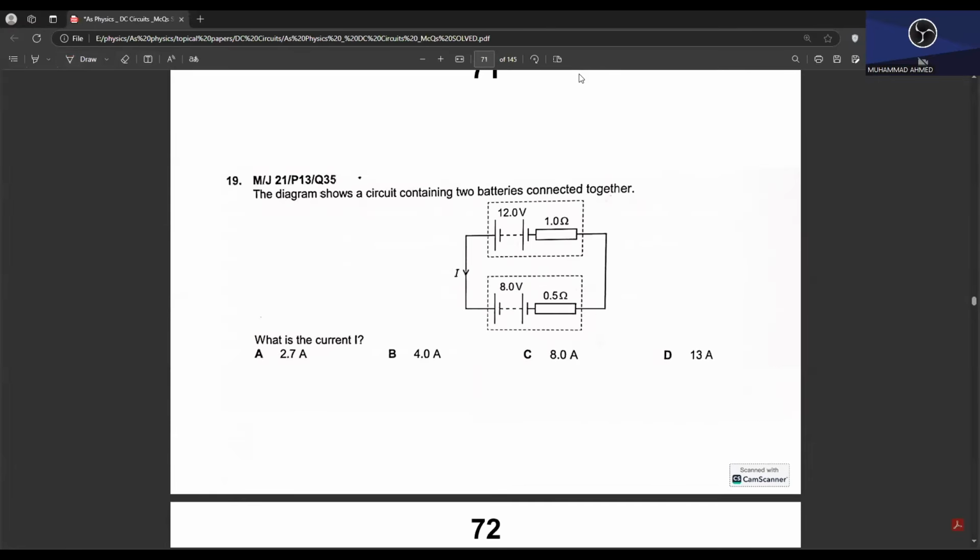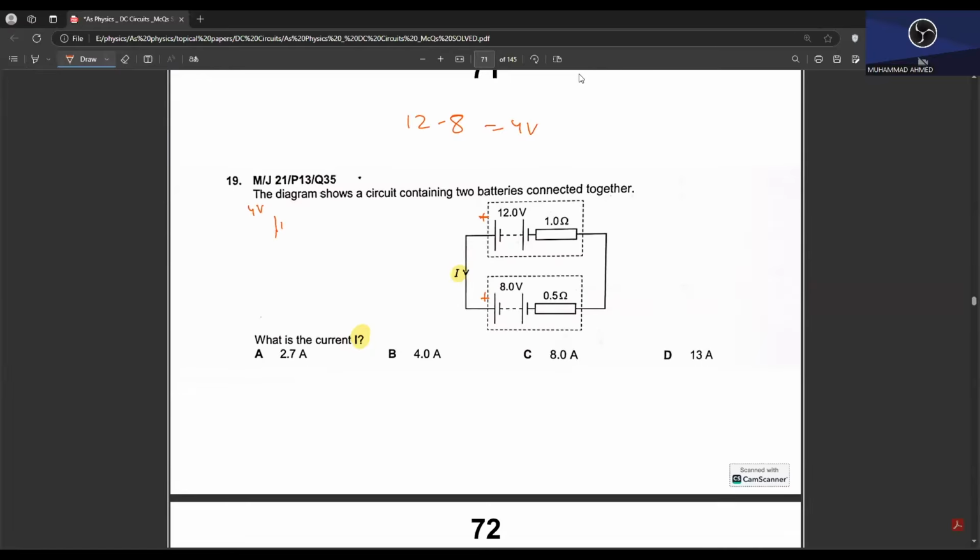The diagram shows a circuit containing two batteries connected together. You have to calculate current I. How can you do that? Very simple. First of all, can you realize that the positive terminal of this battery is connected to the positive terminal of this battery? The voltages will cancel out. The final voltage will be 12 minus 8, that is 4 volts. Perfect. So you will have a 4 volt battery.